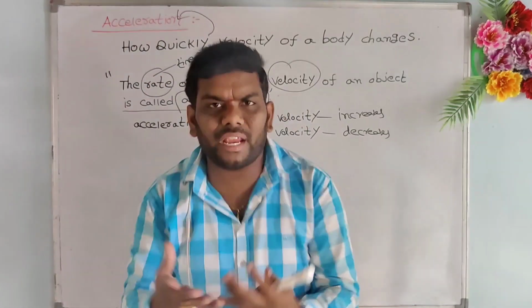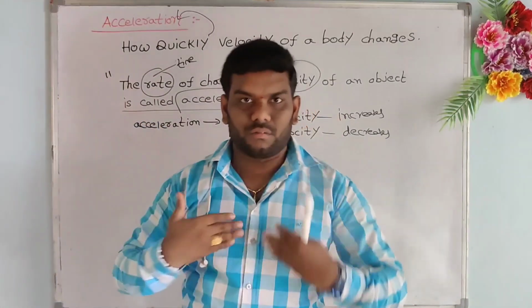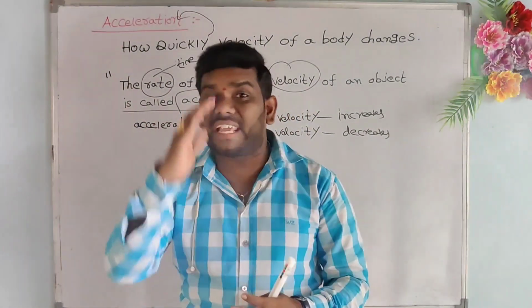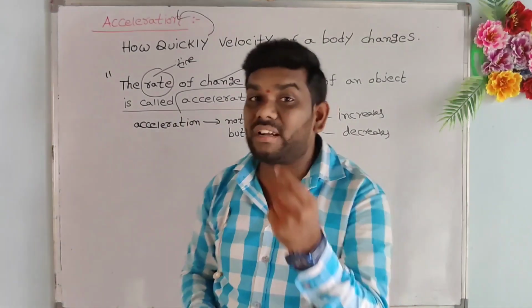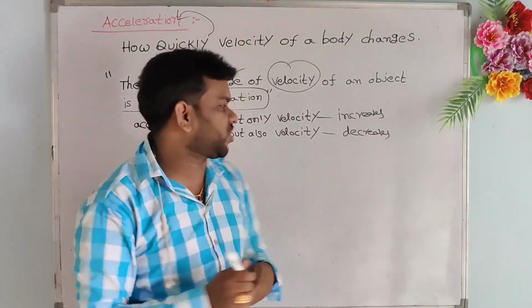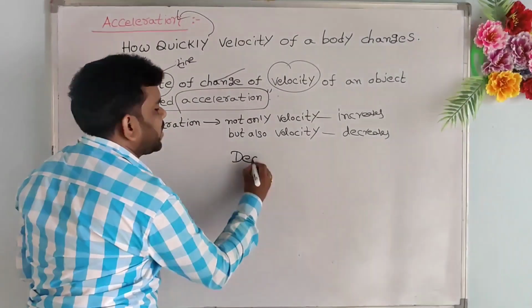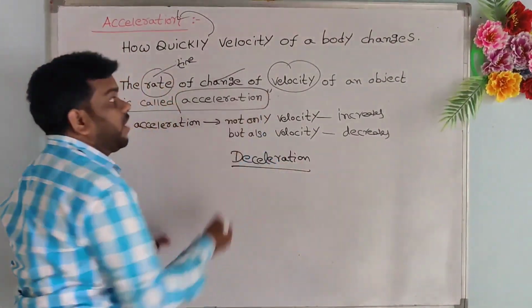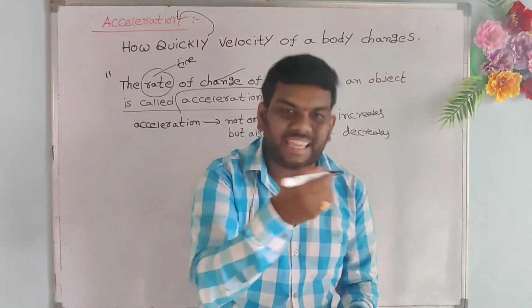When the train is going away, its speed moves away from us. In that case, if the speed is decreasing, that is called deceleration. Deceleration, it is very important. Acceleration means the rate of change of velocity increases or decreases.